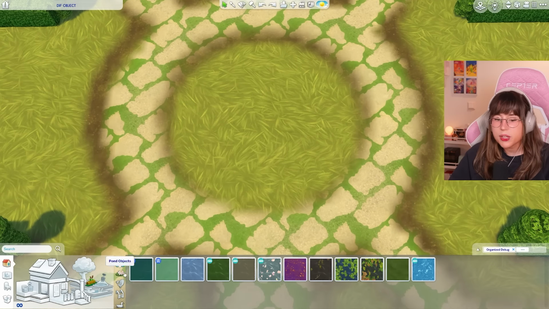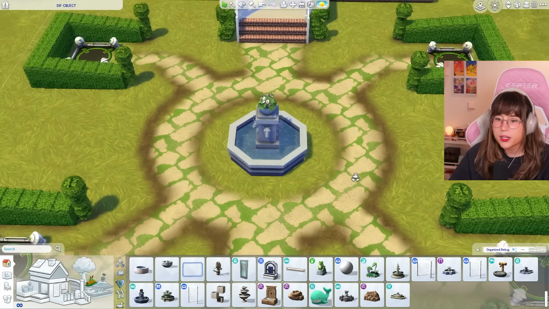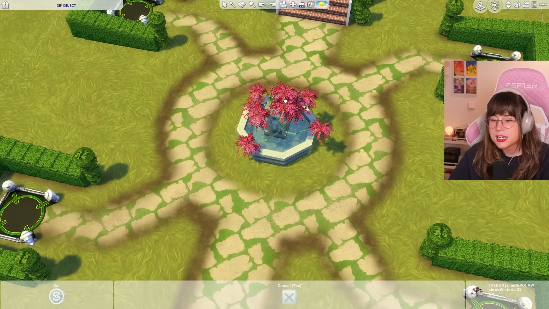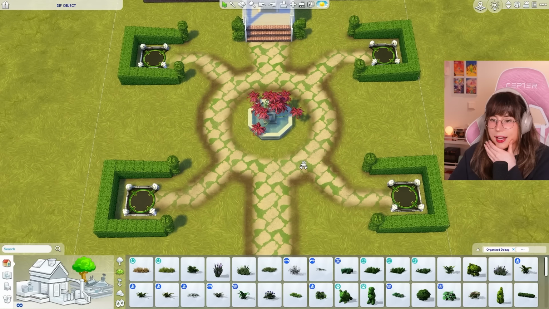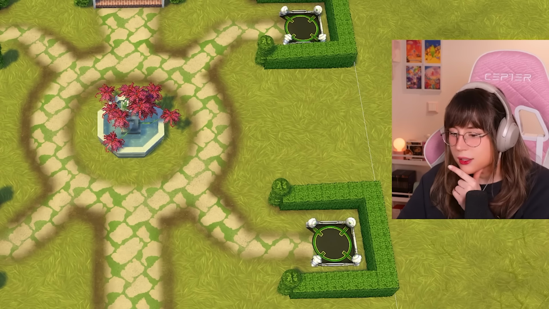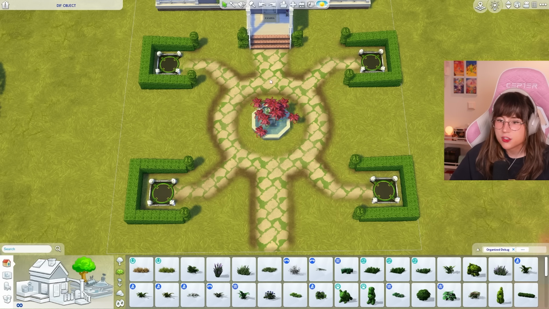And what can we have in the middle? Maybe we can have a fountain. That is not too out and about there, but a little bit. Maybe we can pair that up with this tree for some odd reason. Yeah. And then I think we're gonna put some plants around this just to frame it all in, make it even more weird.